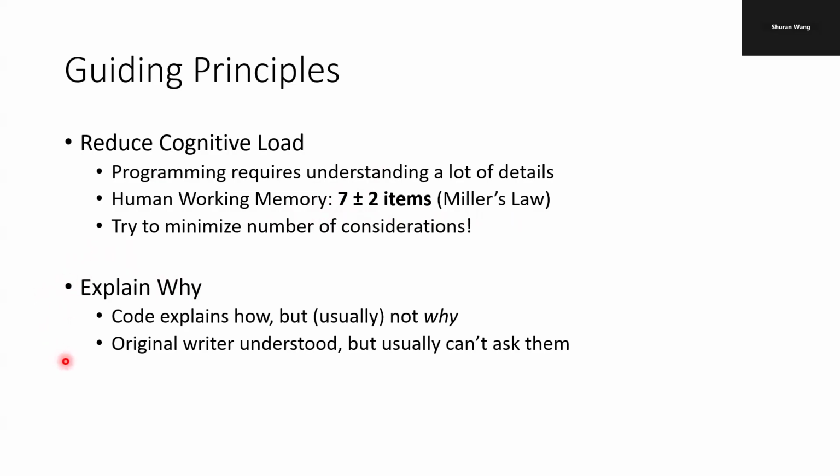Explain why by your coding style. Your code itself explains how, but usually not why. The original writer understood, but usually you can't ask them, or the original writer might forget why you chose to write the code like this. Usually when I'm reading a piece of code that's not written by me, I'll think there's another way of writing this code. Why are we choosing this way but not the other way? And I have to ask the original writer if it's not already commented in the code.